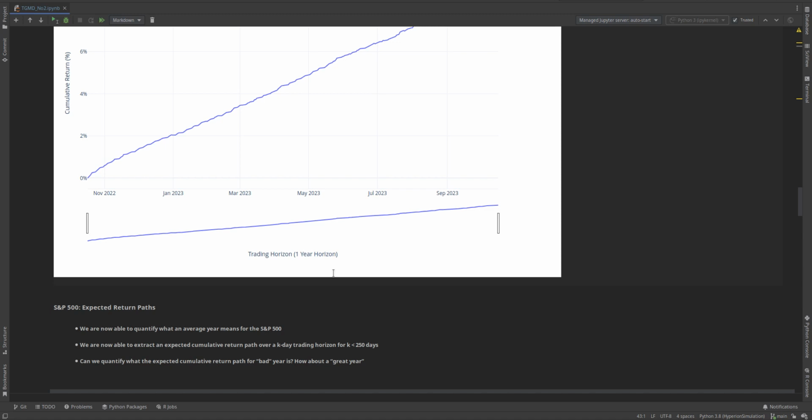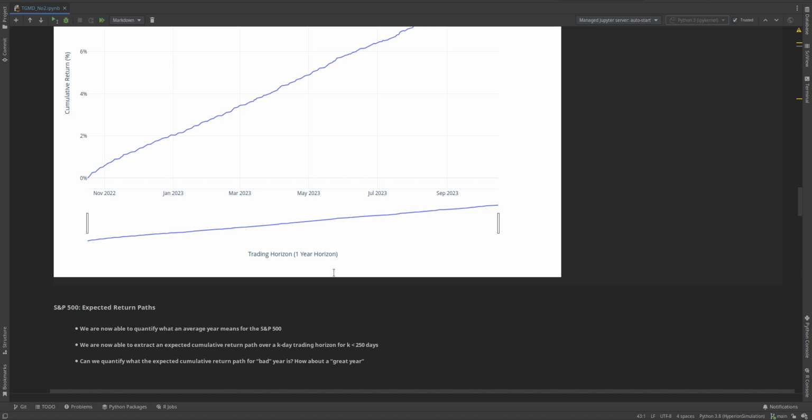But the actual Hyperion simulation library builds out a cumulative return path using the tenor of the option. So if your option expires in, let's say, 552 days, it'll build out the cumulative return paths going out to 520 days or whatever.